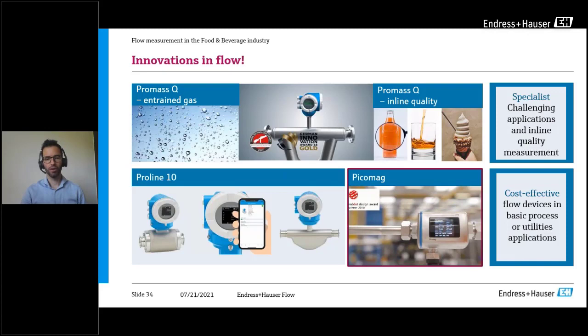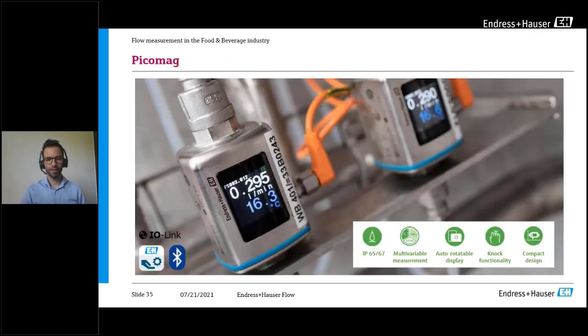And now we'll talk about PicoMag, the second product. I will show you some applications afterwards where it's used. It has been launched for around 3 years. And it is a compact device, and the goal was also to have an intuitive device, a very compact device, which brings benefits when space is an issue, but not only.